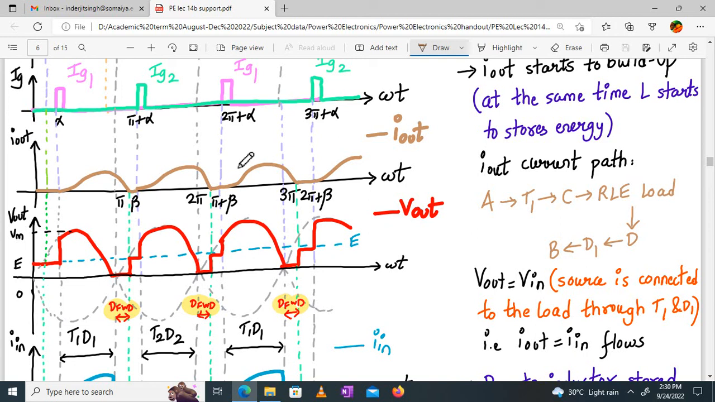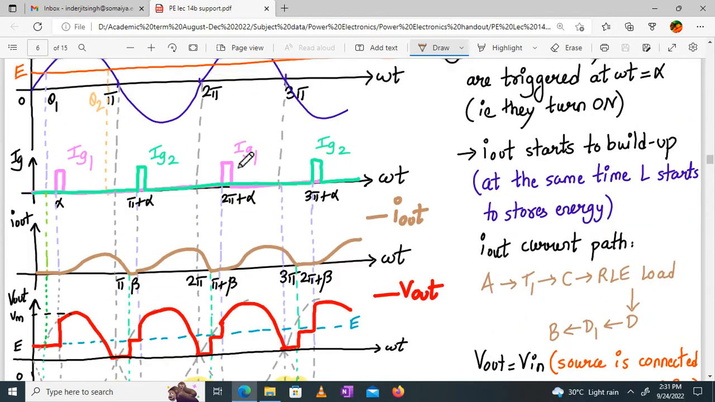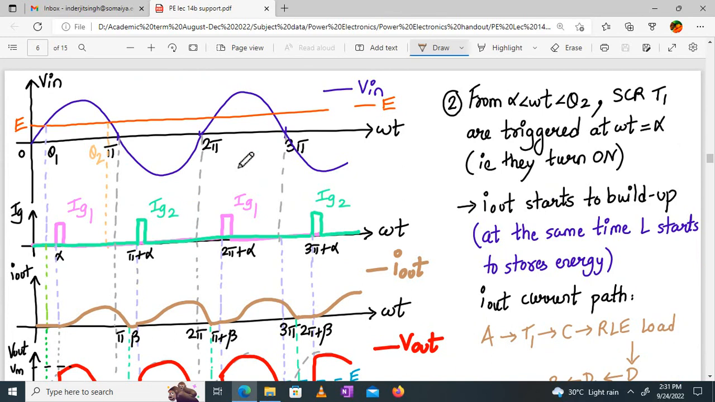All right. So that will be the working of this single phase semi converter with RLE load and freewheeling diode. So that will be all for the session.